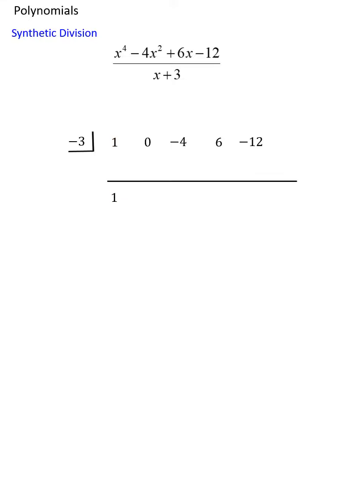Next, you multiply that number by the number in the box. Notice the two things in red. I'm going to multiply those together. Red times red, -3. And you put that in the next column.